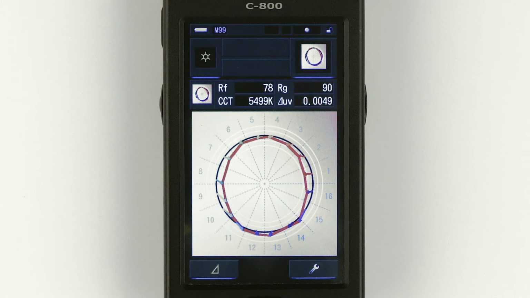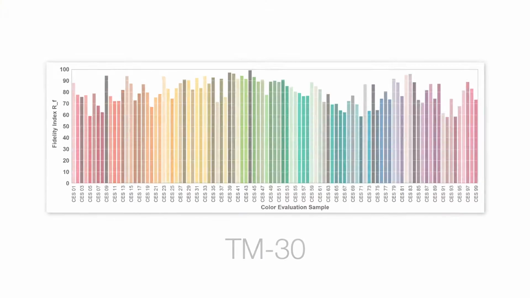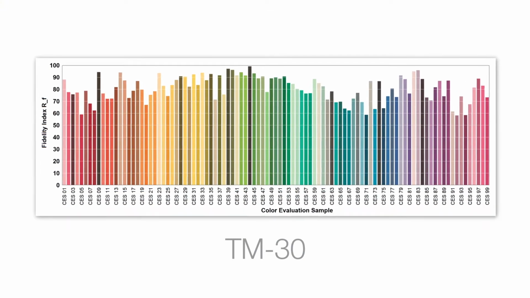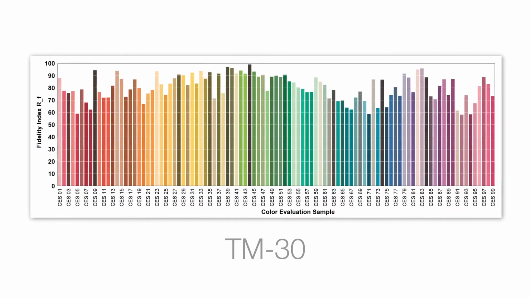To discuss TM-30, we are going to compare it to CRI as objectively as possible. TM-30 has two values, RF and RG, as well as a color vector graphic used to indicate what colors a light source may under or oversaturate. TM-30 evaluates 99 colors instead of evaluating 8 or 15 colors like CRI.